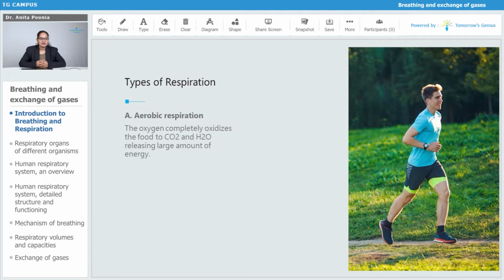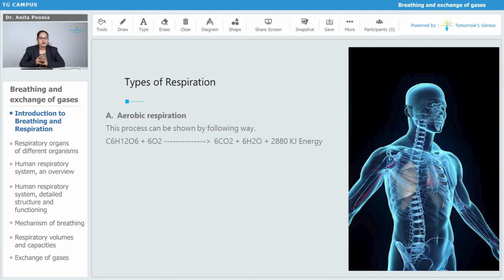In aerobic respiration, the oxygen completely oxidizes the food to carbon dioxide and water, releasing a large amount of energy. If you look at the chemical equation here, it is C6H12O6 plus oxygen gives you carbon dioxide plus water and a lot of energy. Here you could see 2880 kilojoules of energy.